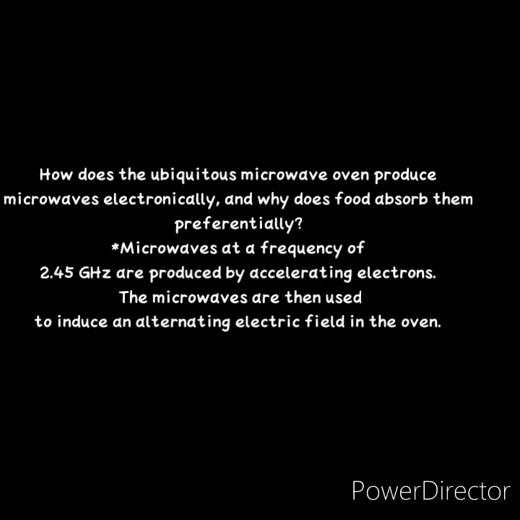How does the ubiquitous microwave oven produce microwaves electronically, and why does food absorb them preferentially? Microwaves at a frequency of 2.45 GHz are produced by accelerating electrons. The microwaves are then used to induce an alternating electric field in the oven.